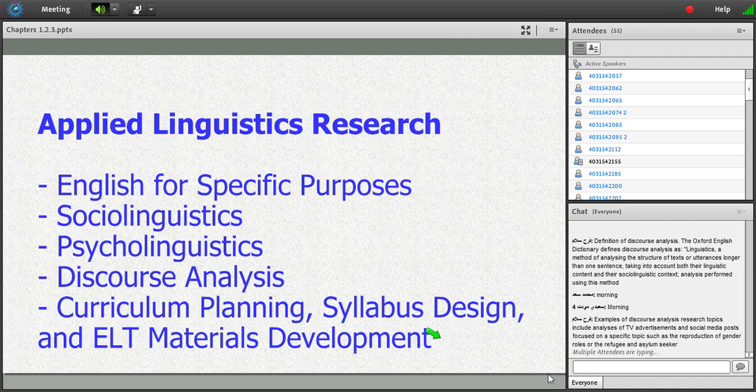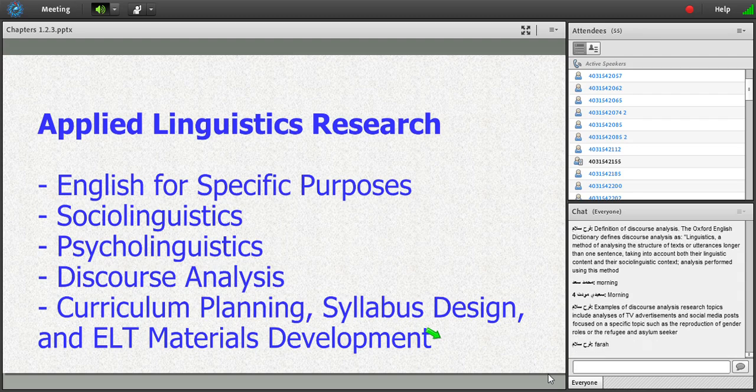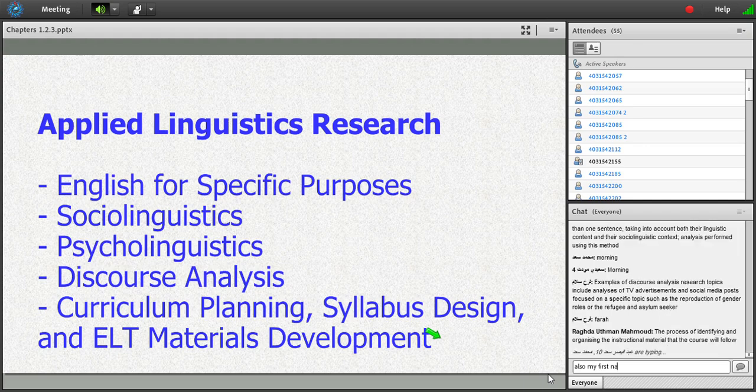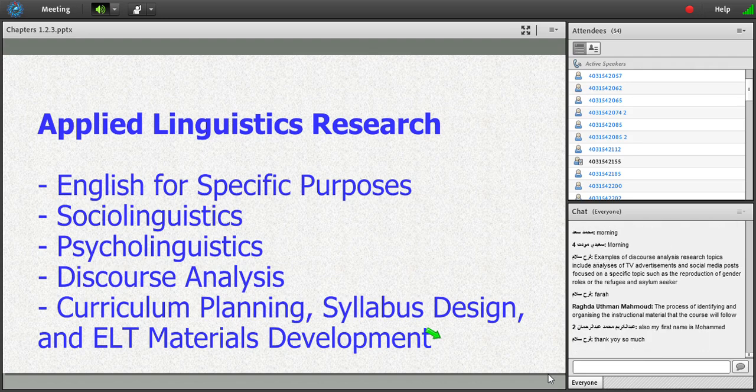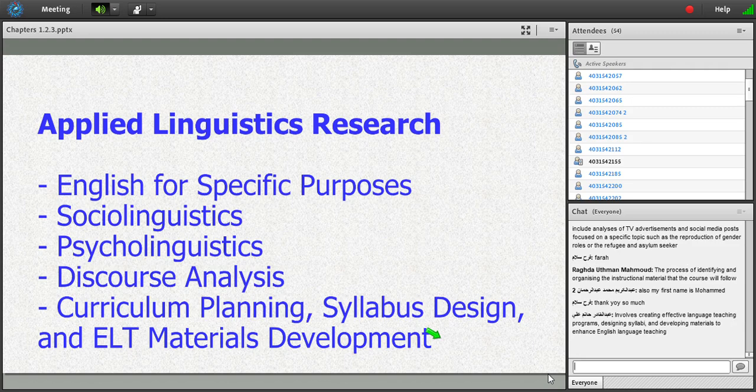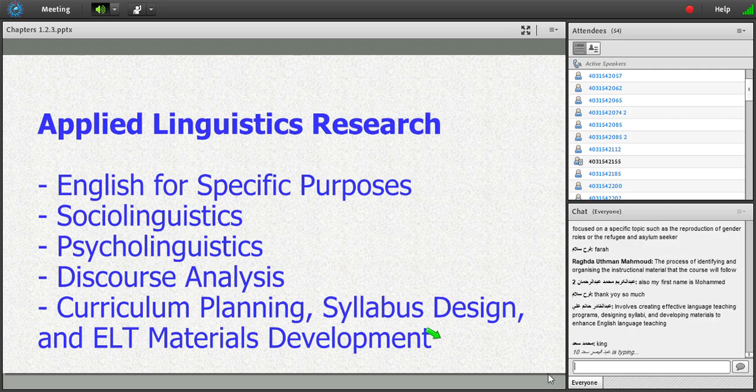Farah is your first name or Salam is your first name? Farah, okay. Good, good Farah. And your name means happiness. That's nice. So the process of identifying and organizing the instructional material that the course will follow. So the first is the Muhammad Abdul Rahman Abdul Karim. This is how it is actually read.